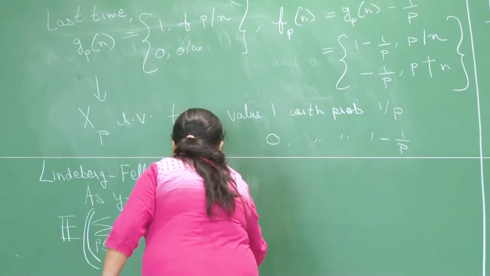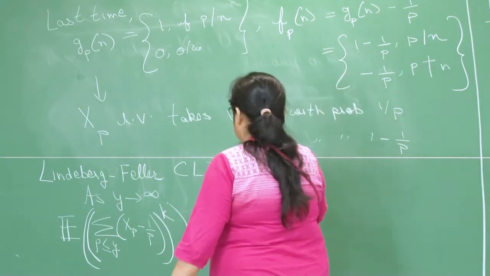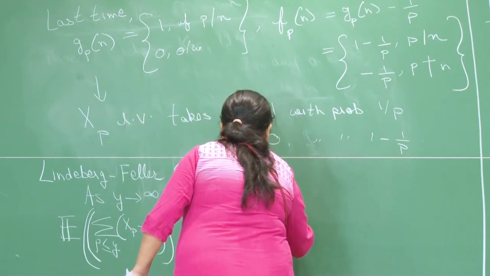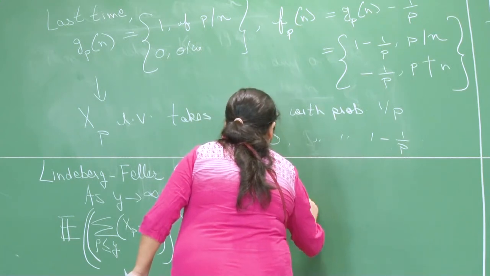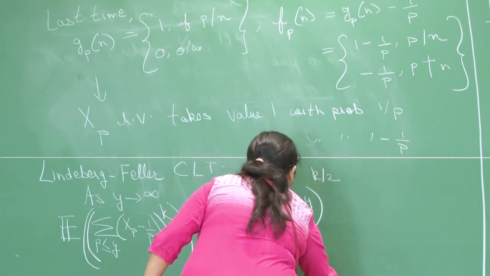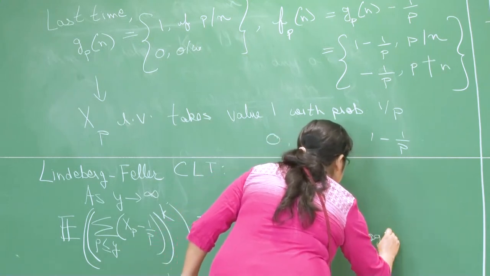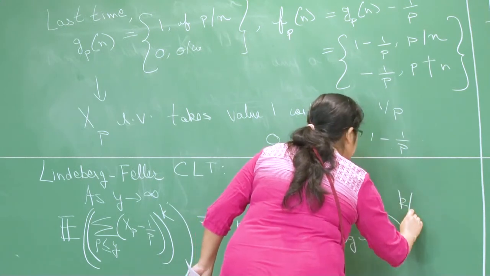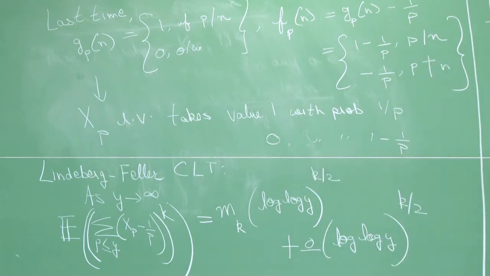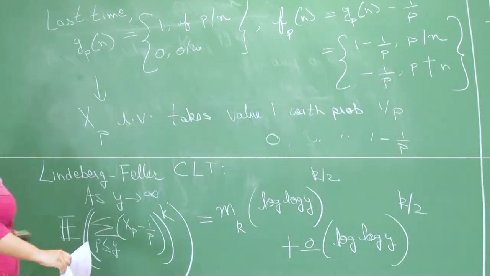m sub k times (log log y) raised to the k over 2 plus little o of (log log y) raised to the k over 2 as y goes to infinity. I am going to use this, okay, and refer you to your probability course for a proof of this theorem.